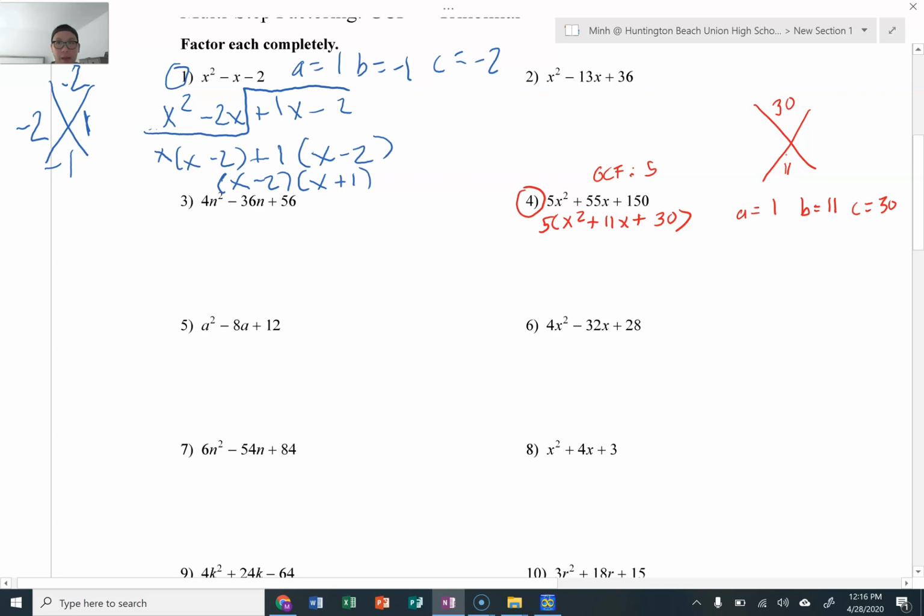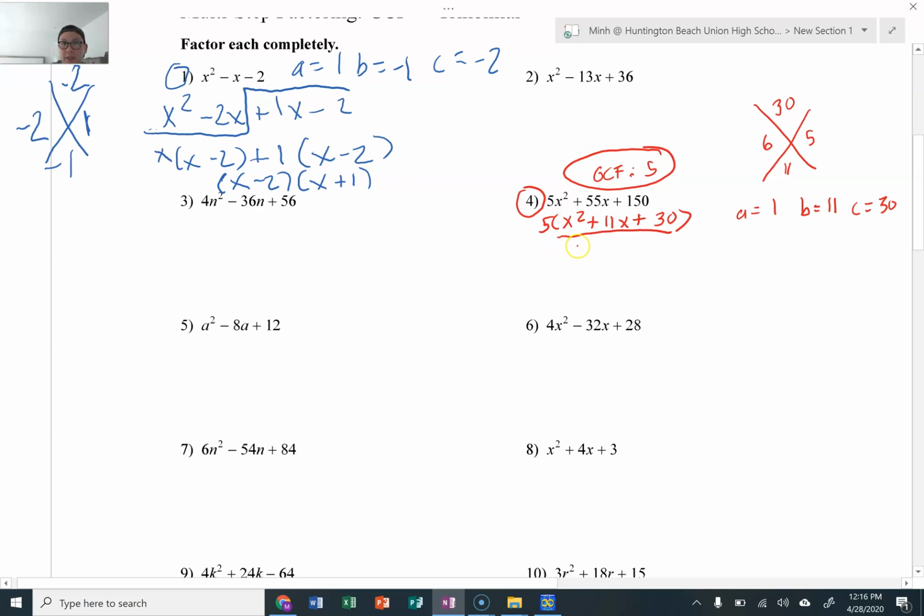And we need to figure out what times what gets me 30, but adds up to 11. So that's going to be 6 and 5. So I'm going to go ahead and do this. I want to just focus on the parentheses, but you gotta make sure in the end you know that the 5 is going to be lingering somewhere.